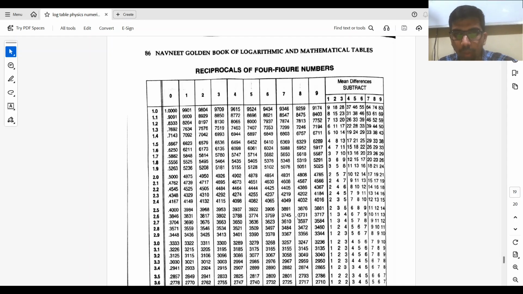So we have got 0.3731. Don't take only 3731. Take 0.3731. Why? Because over here they have put decimal in the start. So it is 0.3731. ये किसका आंसर है? This is the reciprocal of 2.68.